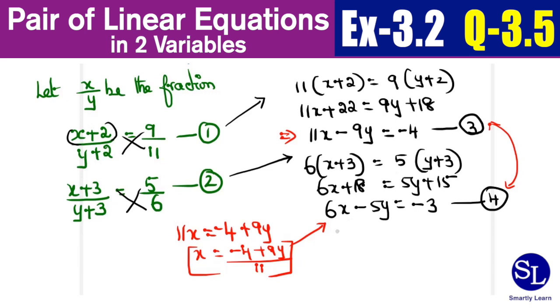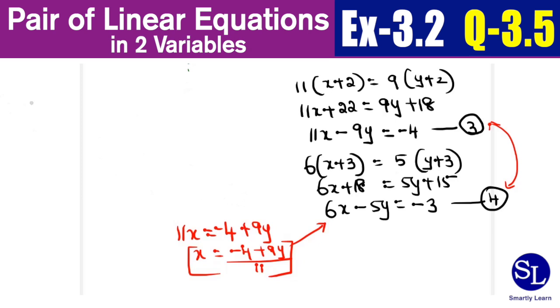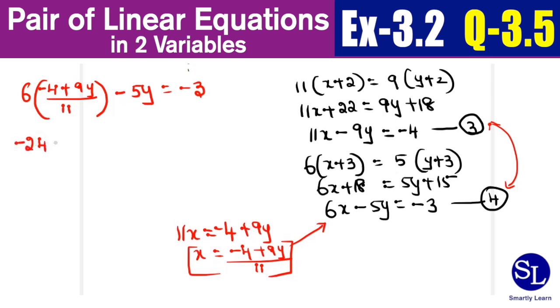Now let us substitute this so that you get to have a linear equation in one variable, thereby helping us solve for the value of y. Okay, so now let's put it here. 6 into whatever is this value of x, which is minus 4 plus 9y divided by 11 minus 5y is equal to minus 3. Term wise, multiply everything with 6 in the numerator. So minus 24 plus 9 6 are 54y divided by 11 minus 5y is equal to minus 3.